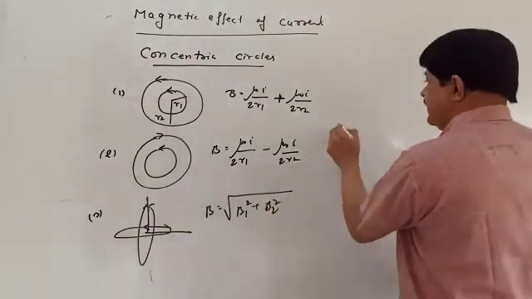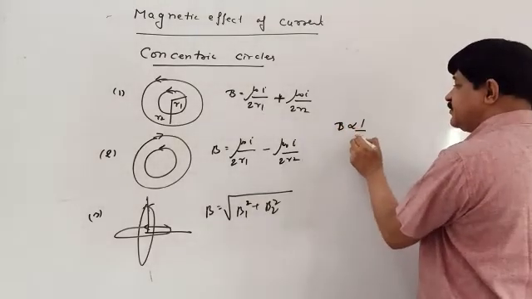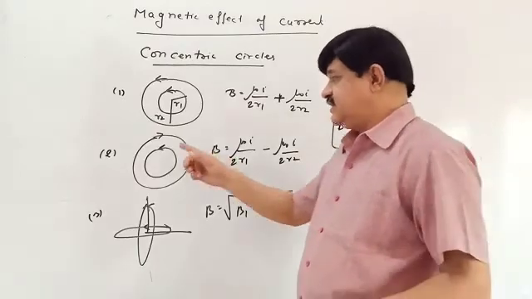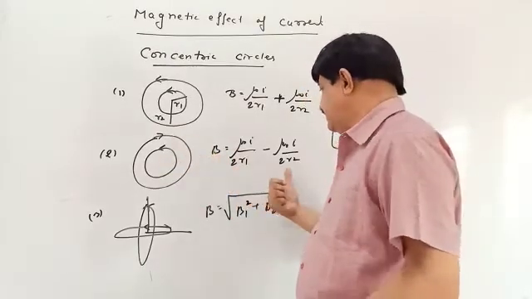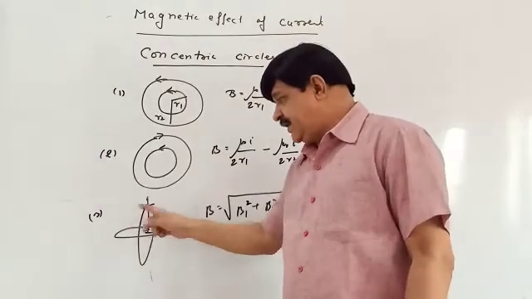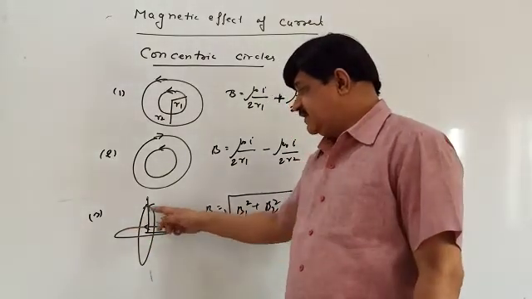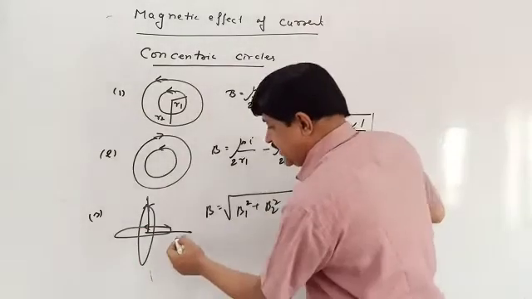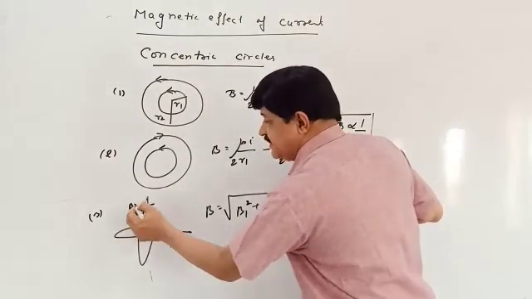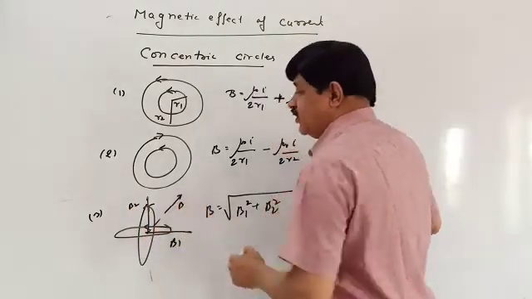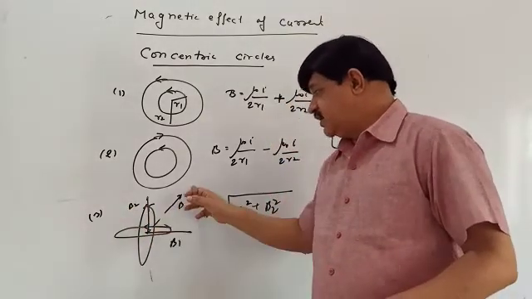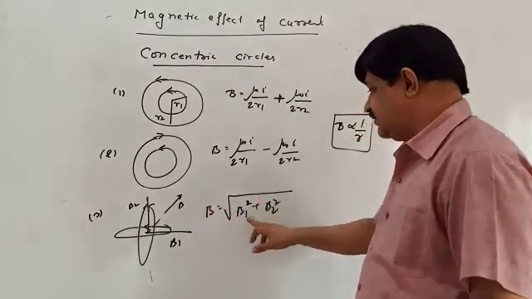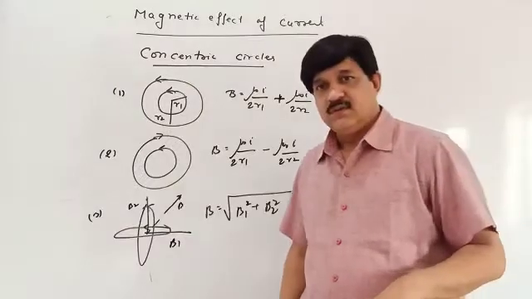It must be noted, your magnetic field is always inversely proportional to r. It means lesser the radius, more will be magnetic field. So this magnetic field is more, this magnetic field will be less. When you have two perpendicular circular conductors, then the magnetic field must be under root of B1 square plus B2 square, because one magnetic field will be in this direction, other will be in this direction. If we follow law of vector algebra, the diagonal will give you the magnetic field, and that's why B must be equal to under root of B1 square plus B2 square.